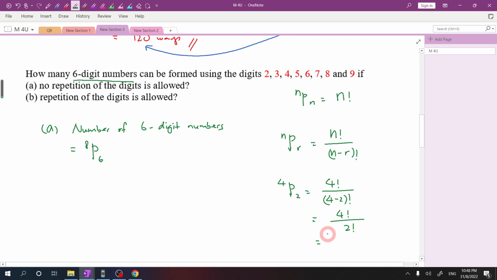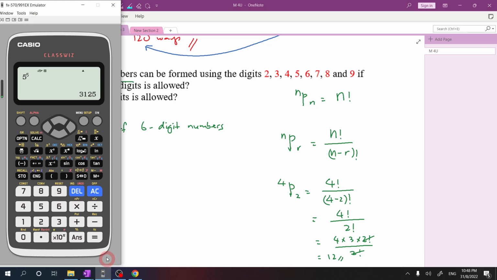You can press your calculator if you want to do it manually. This 4 factorial can be written as 4 times 3 times 2 factorial. The 2 factorial you just copy, then you can simplify them. Eventually you get 12. So how do we press our calculator to get this answer? 4P2. This is the answer.